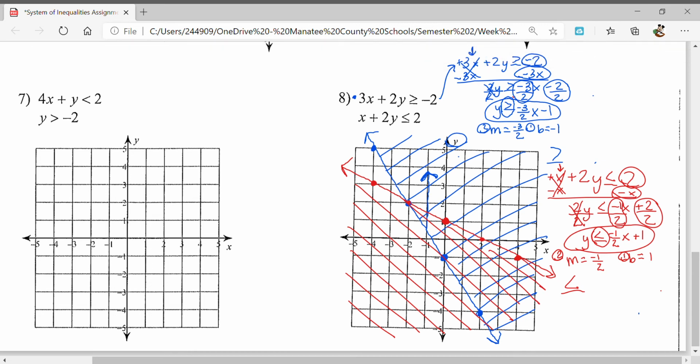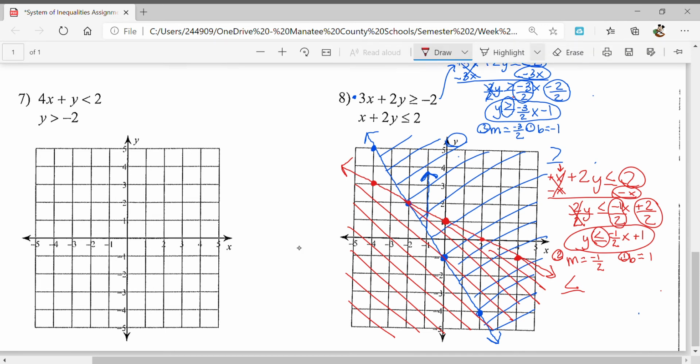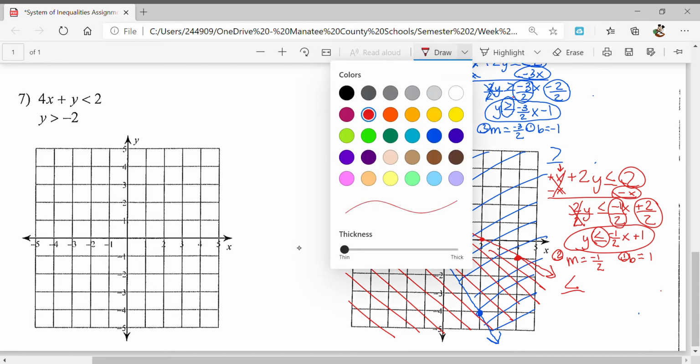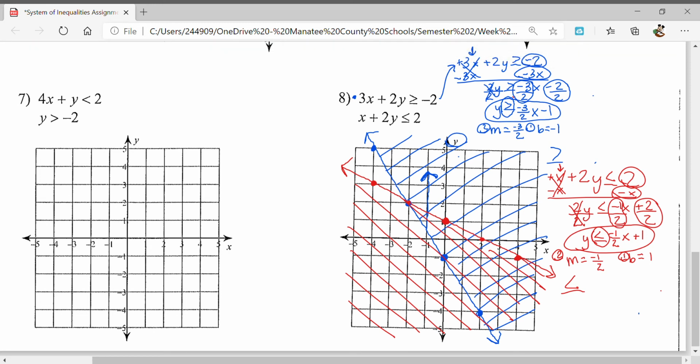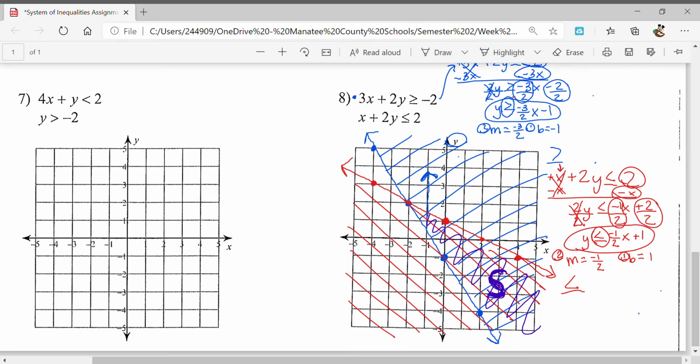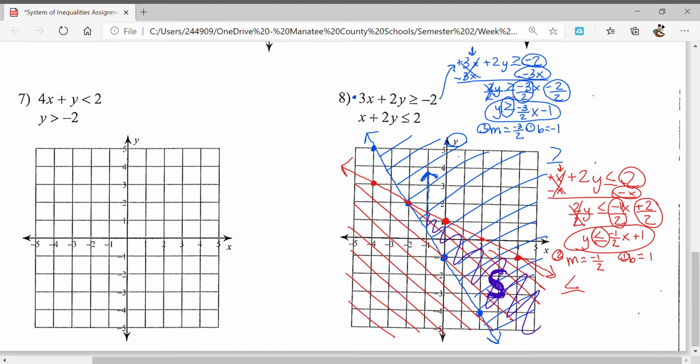And then let's find our solution here. Our solution is where the two colors are intersecting, or the section where we have the two colors. And you can see in this whole section here, we have the red and the blue. So this is our solution. I'm going to put a nice big bold S so we can easily find our solution nice and quick. Okay, so that was number 8. I went through and did all of number 8 with you guys.